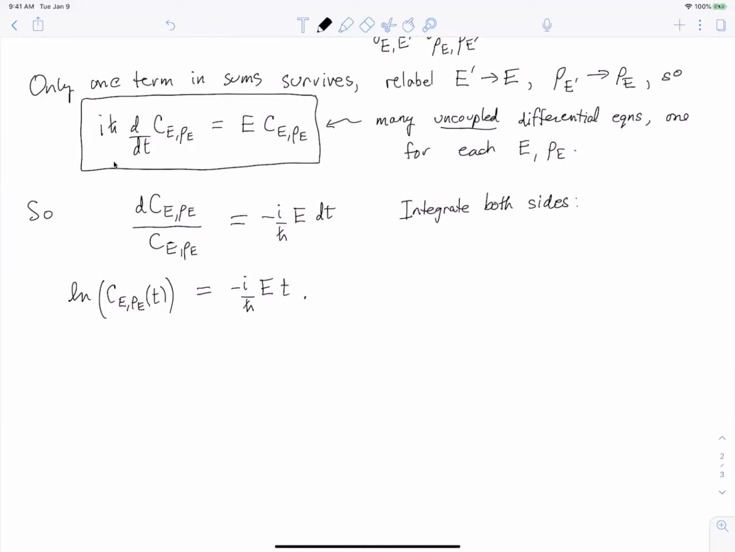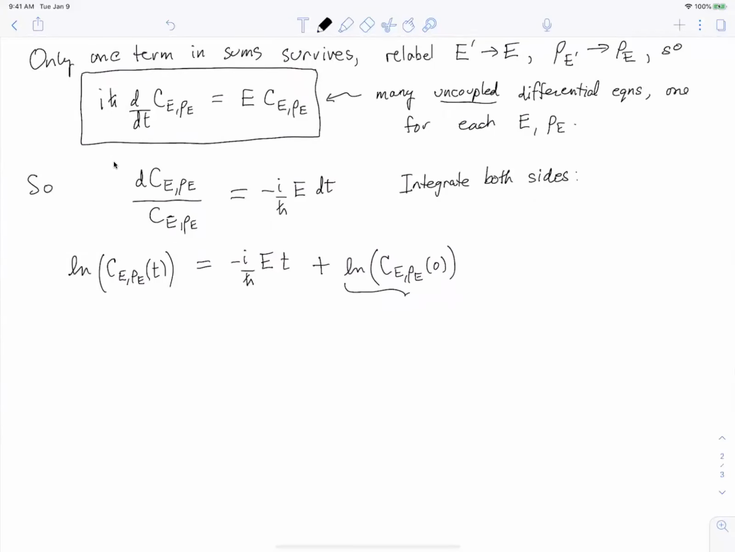Integration constant. Very good. So I should not write period there. I should write an integration constant. I'm going to write an integration constant on each side because they're indefinite integrals. But I'm going to write the integration constant in a clever way, what's going to turn out to be clever later. I'm going to write the integration constant as log C of E rho sub E at time t equals 0. In a way, that's just defining what this is at time t equals 0. This is an integration constant.